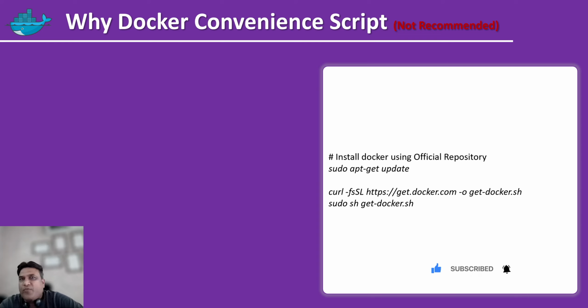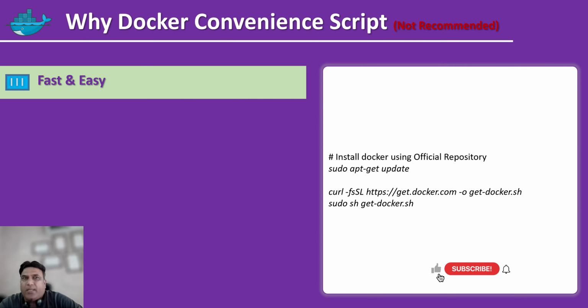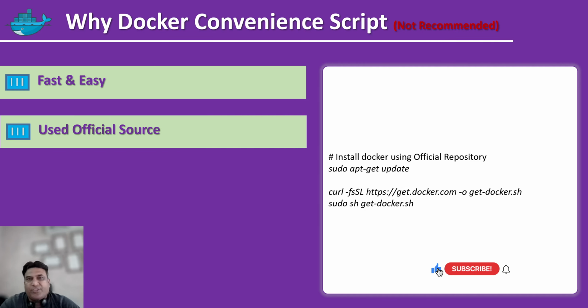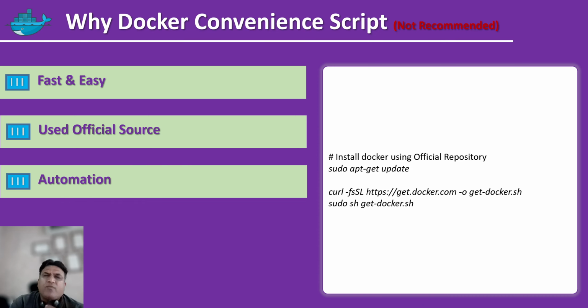The third option is the Docker convenience script, which is also not a recommended option for production. This way you can install Docker fast and easy, and it's also beginner friendly. You just need to download the Docker bash file and run it, and your Docker will be installed. It uses the official source, of course, because you are downloading Docker from the official source. And it's a great fit for automation.